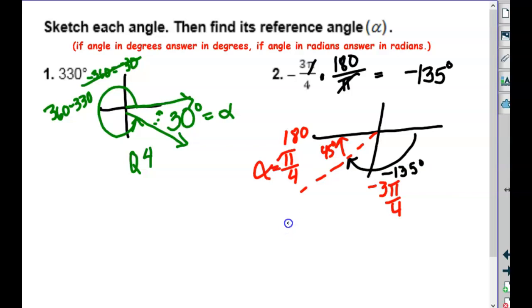Everybody okay? A reference angle is never negative. Yes, great questions. Just to reiterate, the reference angle is always positive, no matter what the original angle is, because it is simply an angle to the nearest x-axis.